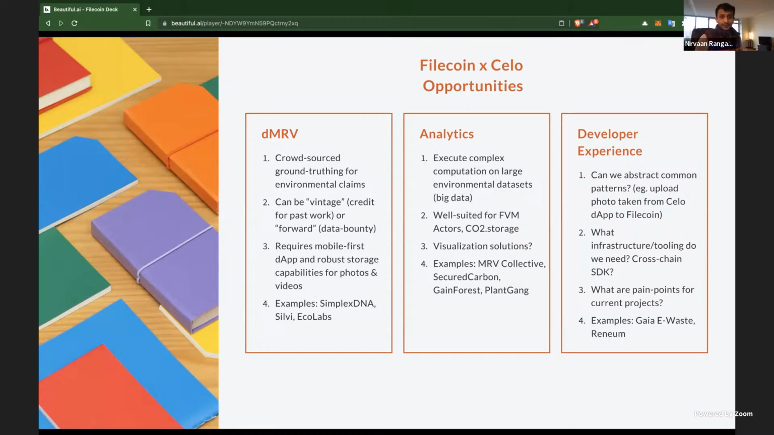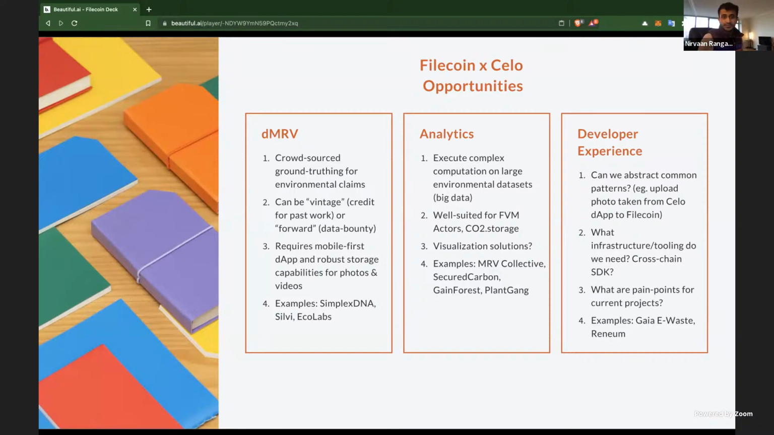So in our opinion, this requires a mobile first app to be able to collect this data, and of course, robust storage capabilities for photos and videos. And I think ultimately being able to aggregate all of this in one place, over time, would actually start giving us a much better picture of what is happening on the ground.